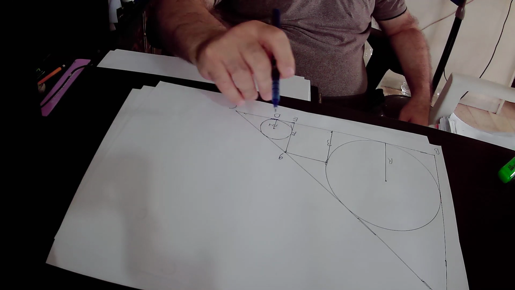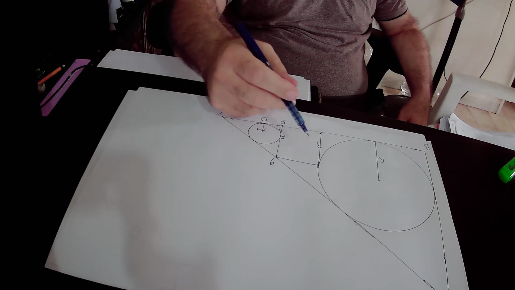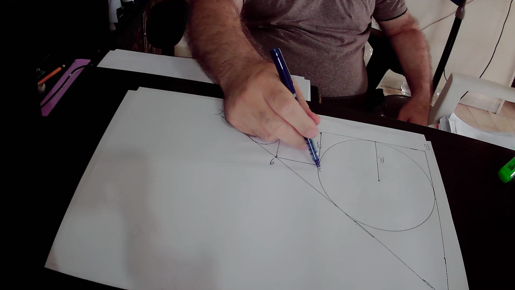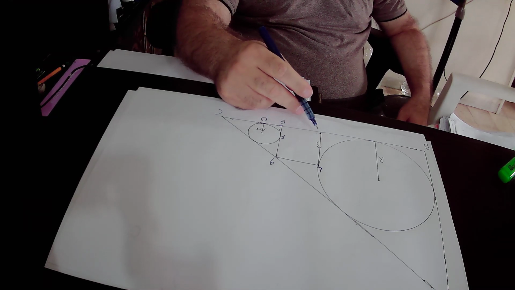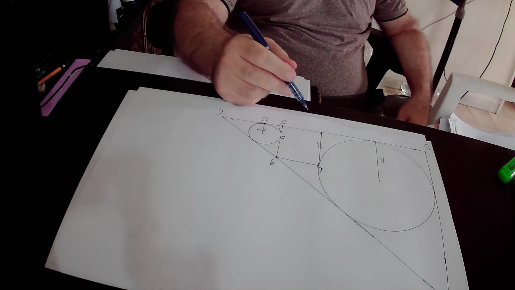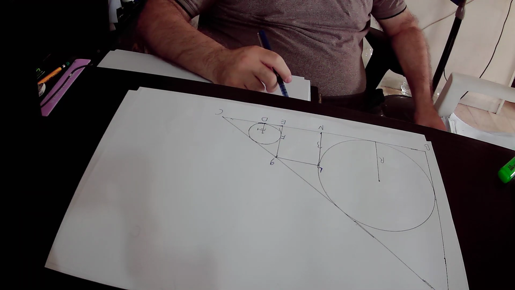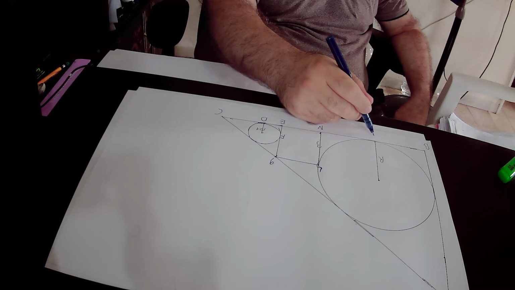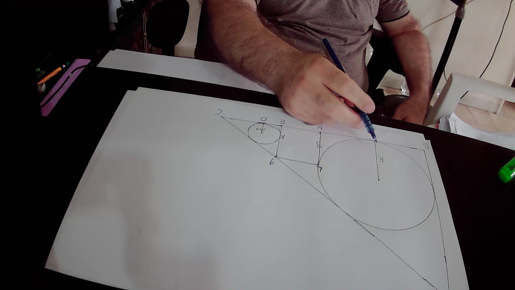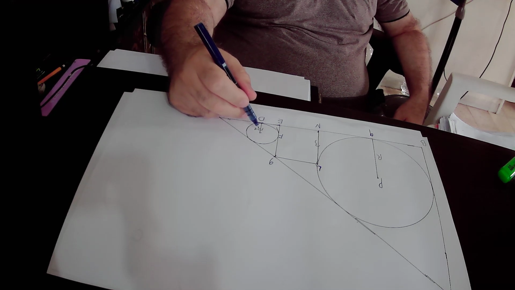We define the point of tangency of the square with the circle as L. We define the touching point of the square with side BC as N. And we define the point of tangency of tangent BC with the big circle as Q. We define the center of the big circle as P, and we define the center of the small circle as O.